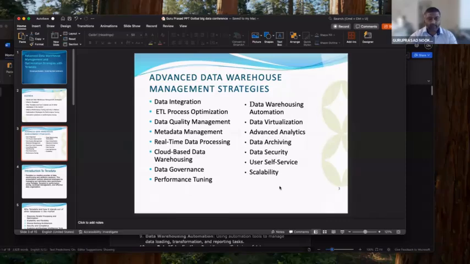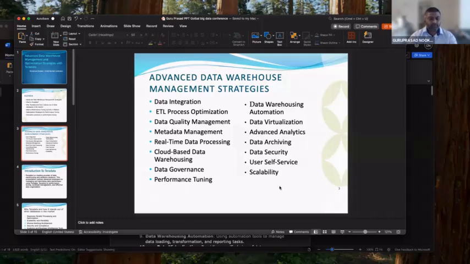Nowadays, in the outside world, we are hearing that so many corporate companies are utilizing cloud-based data warehousing, where you can reduce your cost by storing the data in cloud databases. And data governance is establishing policies for data security, privacy, and compliance with regulations. So your data can be secured without any leakage and also without any damage to your data.